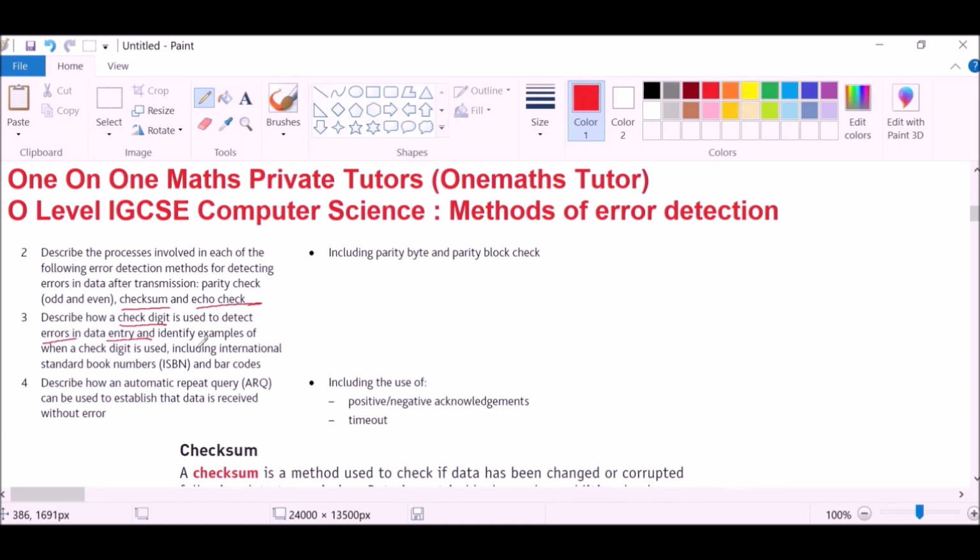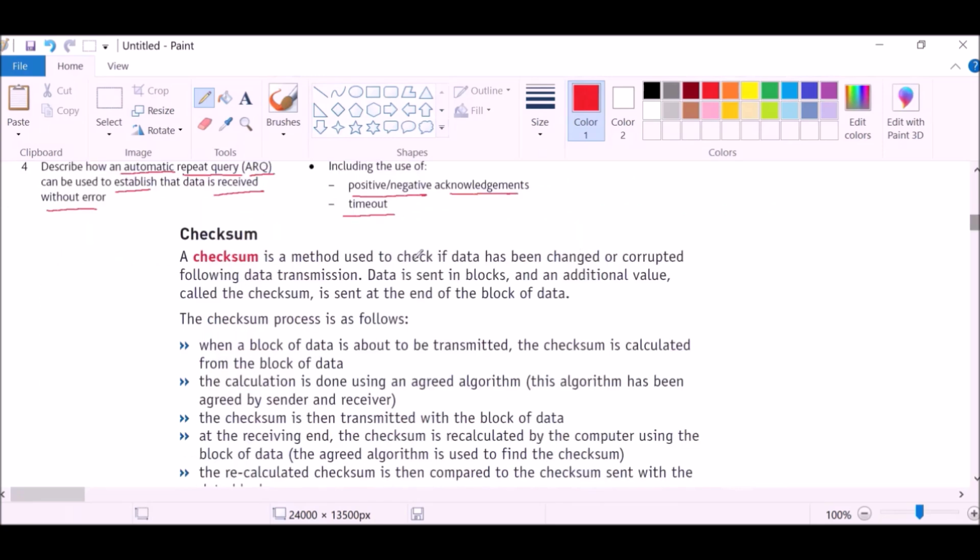in data entry and identify examples of when a check digit is used, including International Standard Book Number, ISBN, and barcodes. We are also going to describe how an automatic repeat query or ARQ can be used to establish that data is received without error. We are also going to use positive and negative acknowledgements and timeouts.